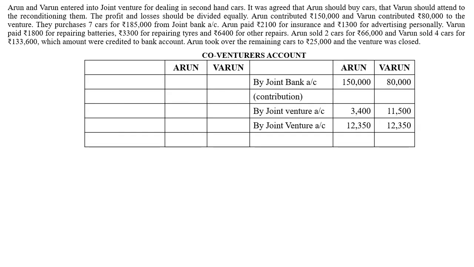Okay, before that, on the debit side you have written to co-venturers, right? Debit side you have written to co-venturers. To co-venturers means it is nothing but in co-venturers account it is by joint venture. On the debit side, the last entry, that is to co-venturers Arun and Varun, means Arun's account and Varun's account you have debited, that is by joint venture. So in co-venturers account it is by joint venture, that is 12,350, 12,350.